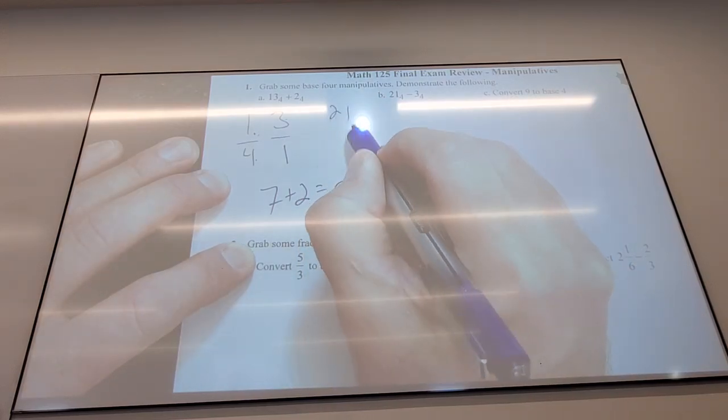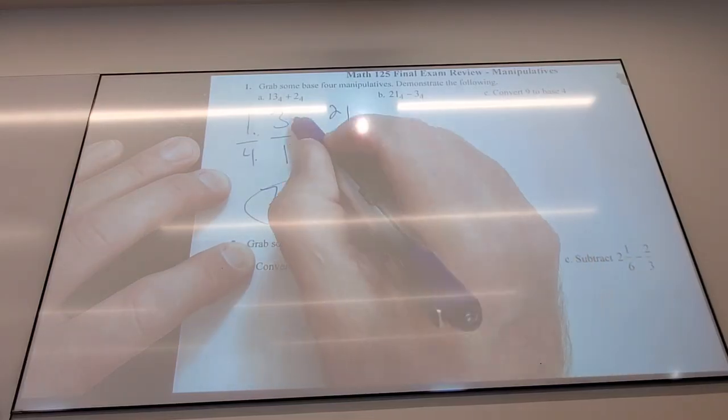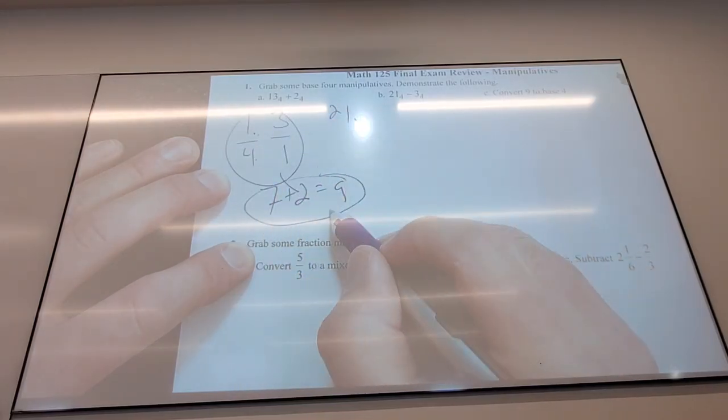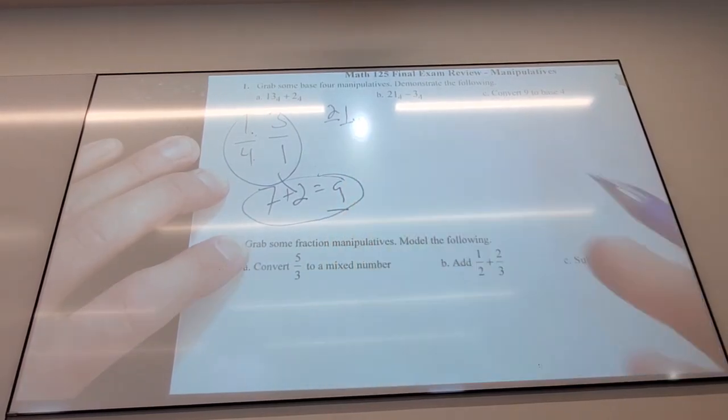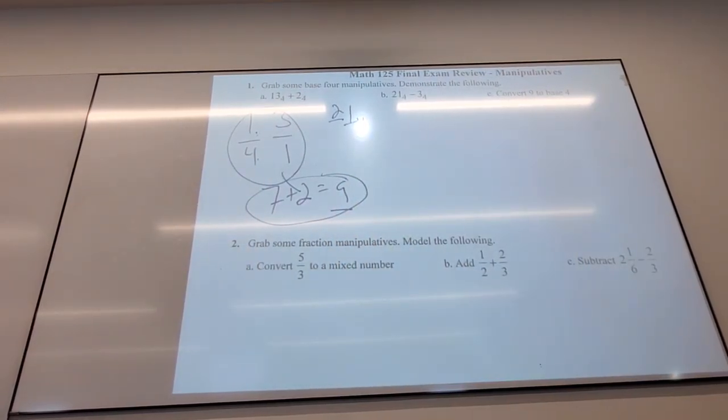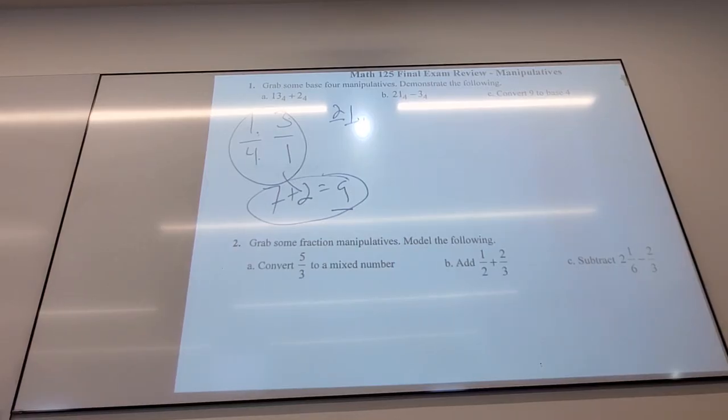So when you got 21, why does that jive with this? This is what you would do at your desk. So you know you're supposed to get 9. And what is 2 fours and 1 one? 9. You guys see what I'm saying? So if you work it out ahead of time, you know what you should get. You'll come up a little more confident to do the manipulatives.